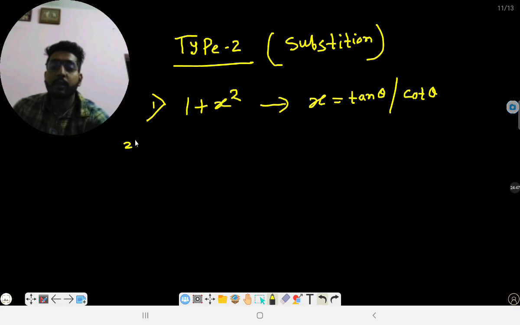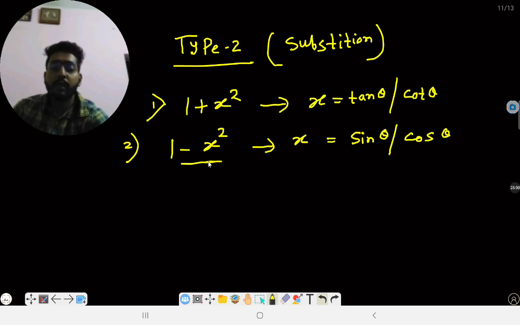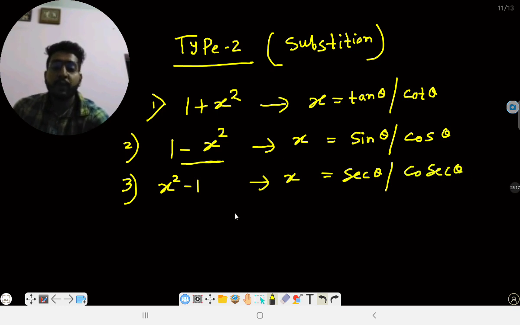Next, if there is 1 minus x square, here we have to take x as sine theta or cos theta, because we know 1 minus sine square theta is cos square theta, or 1 minus cos square theta is sine square theta. So depending on that, we'll take sine or cos. Number 3, if it is x square minus 1, we can take x as sec theta or cosec theta, because we know sec square theta minus 1 is tan square theta, and cosec square theta minus 1 will be cot square theta.